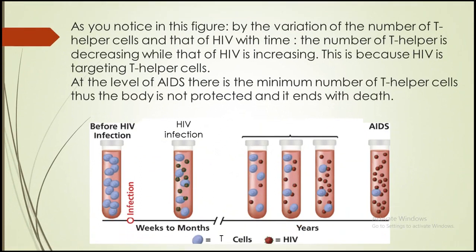Now observe the following figure, knowing that the blue cells represent T helper cells and the red particles represent HIV viruses. As you see, T helper cells are decreasing while HIV viruses are increasing. This is because HIV viruses are attacking T helper cells and killing them. At the end level of AIDS, there is the minimum number of T helper cells. Thus, the body is not protected anymore and it ends with death.